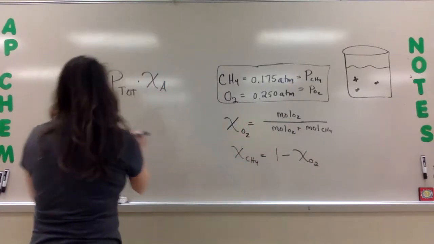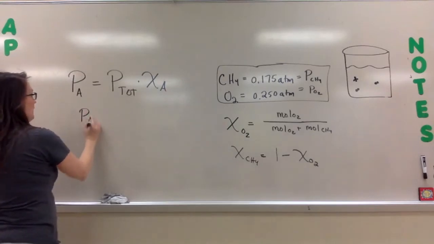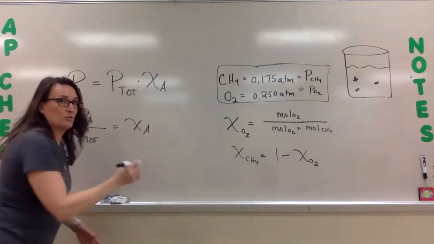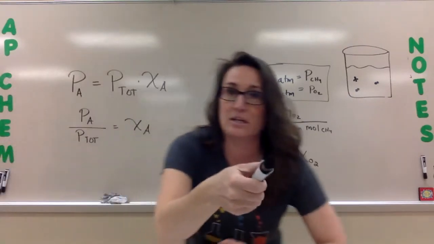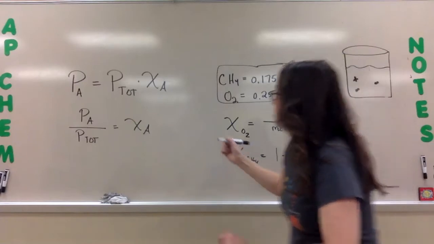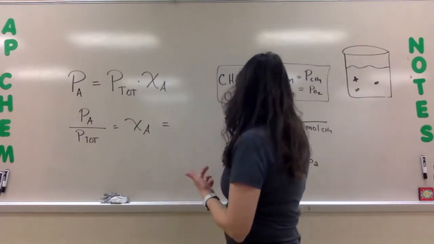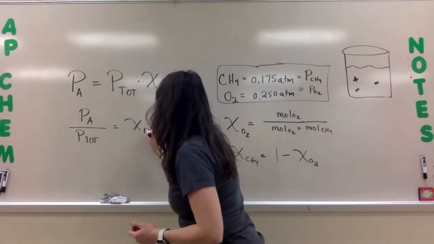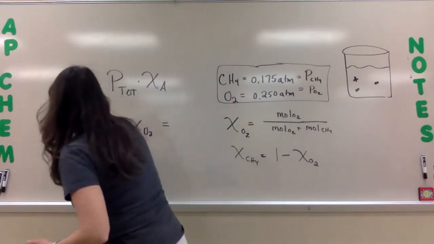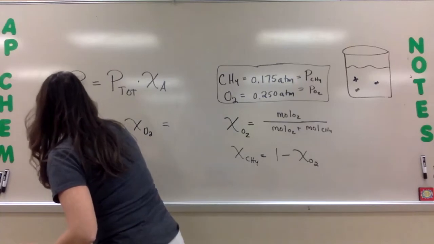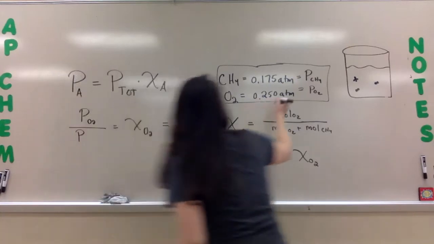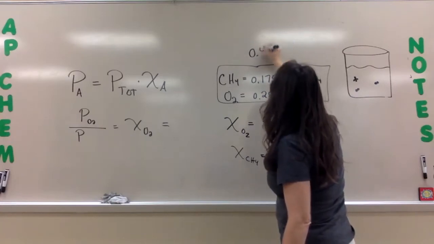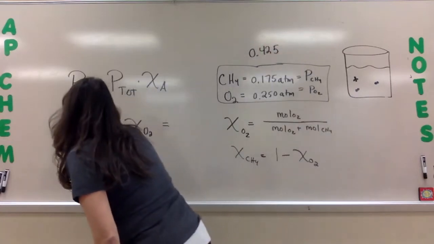So what would you do? Here's the thing. You take pressure of A divided by pressure total, and you get the mole fraction of A. They're having you rework this equation. This is the kind of sneaky stuff they're going to make up. I'm telling you right now. So what would you do? Let's say it's oxygen. We're trying to find the mole fraction of oxygen. So let's switch this out. We just need to put the pressure of oxygen over the pressure total. Well, how do I find the pressure total? Just add them up. So what's the pressure total? 0.425 atm.